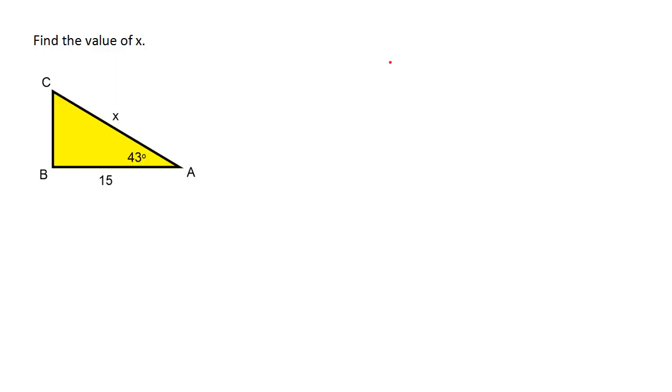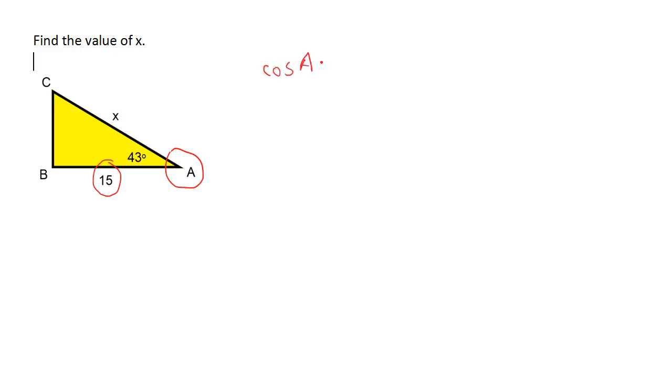In our first example, we're asked to find the value of x. And what we're given is angle A right here. And we know angle A is 43 degrees. We know that since we're considering angle A, this is the opposite side, and we don't know anything about it. And we also know something about the adjacent side. We know the adjacent side is 15. And what we're asked to solve for is the hypotenuse. So we're going to be using the cosine ratio because cosine uses adjacent and hypotenuse.